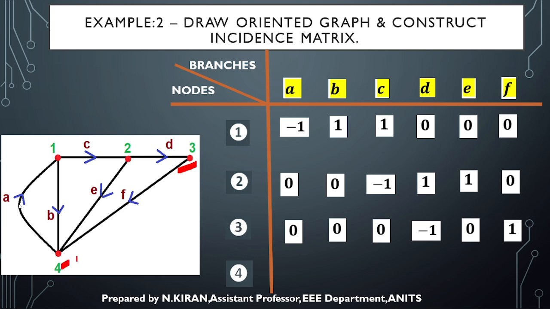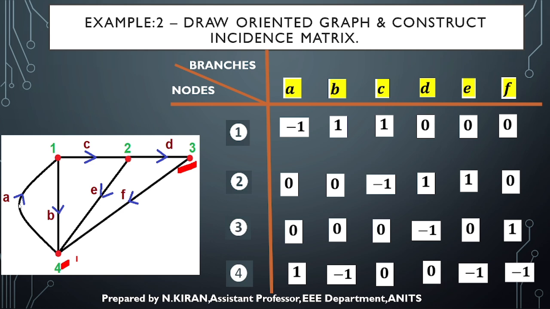So for the fourth node, A branch is away from the fourth node, plus 1. B is towards the fourth node, minus 1. C is nowhere related, 0. D also is nowhere related, 0. E is towards the fourth node, minus 1. And F is also towards the node, that is minus 1.